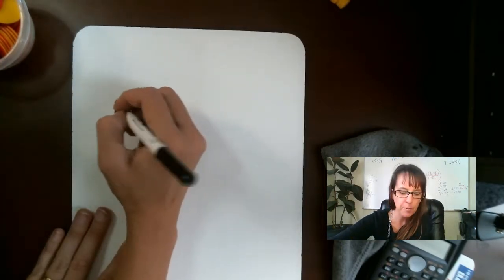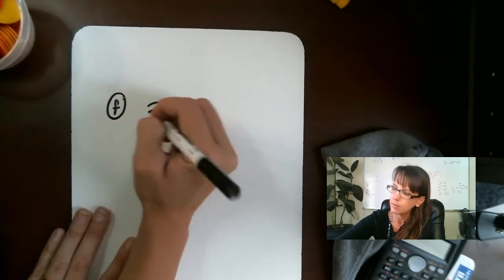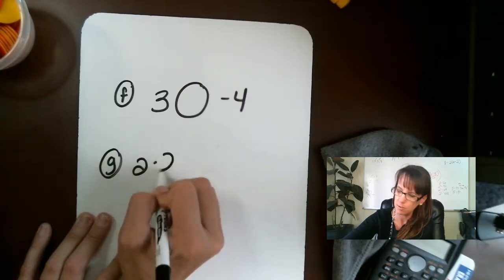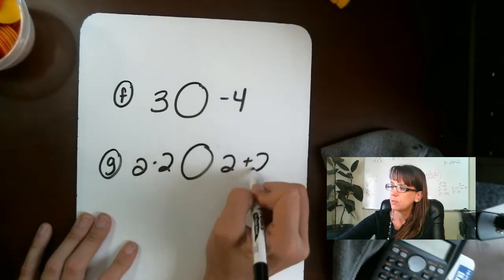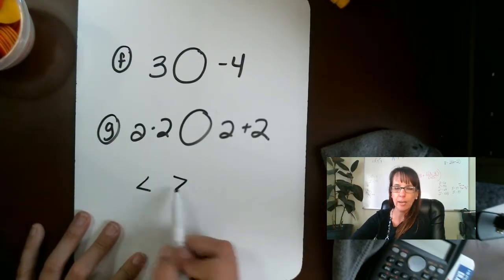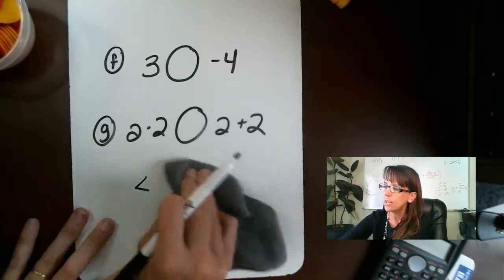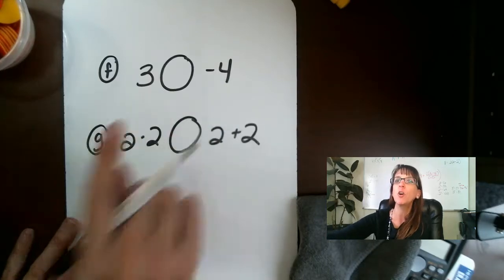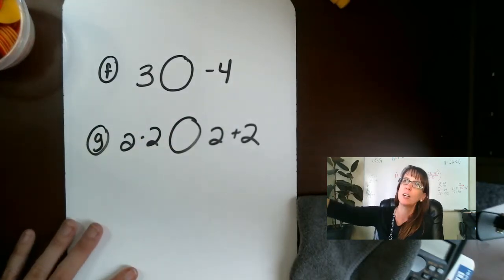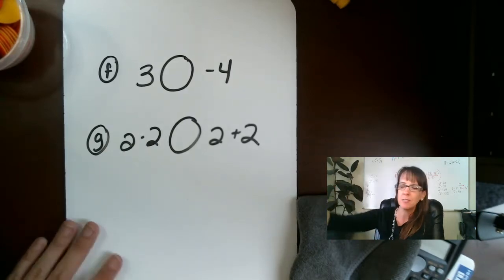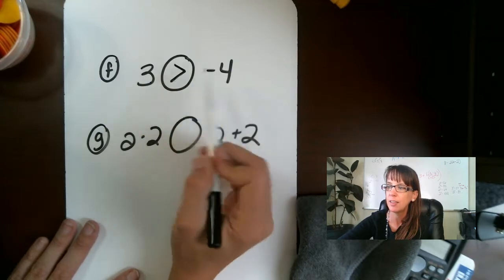Okay, for F, replace each circle with the proper symbol. So we've got this one right here, and then we have G, 2 times 2, 2 plus 2. When they're asking you to replace with those symbols, there's less than, because it looks like an L, greater than, and then there's also the equals one. Looking at this one, we want to open to the larger number. We want to get as far to the right as possible. So this one is going to be larger than this one.